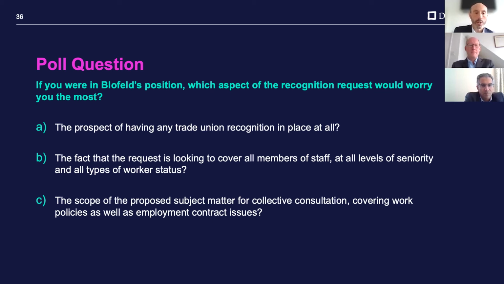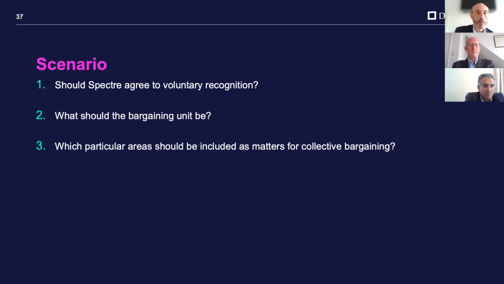Okay, so what we're going to do is dig into a bit more detail on those three questions. So I'm going to take the first one. Should Spectre agree to voluntary recognition? At the moment, it's not part of a statutory request. Work Without Bonds have asked for completely voluntary recognition. Should they agree to it?